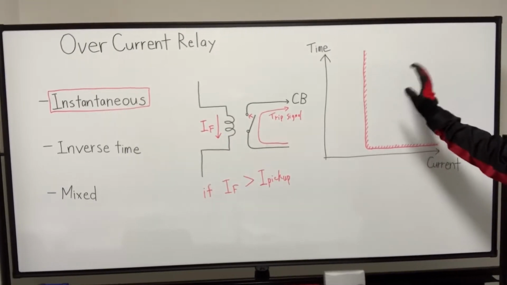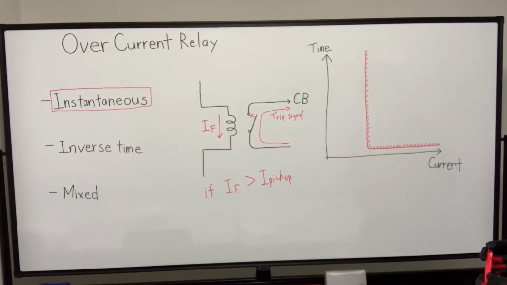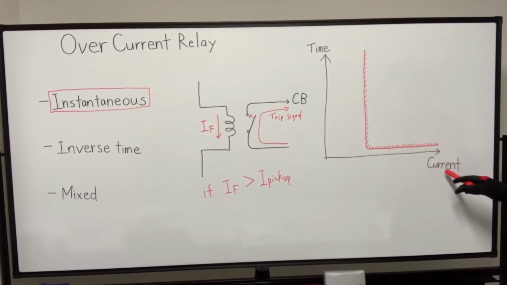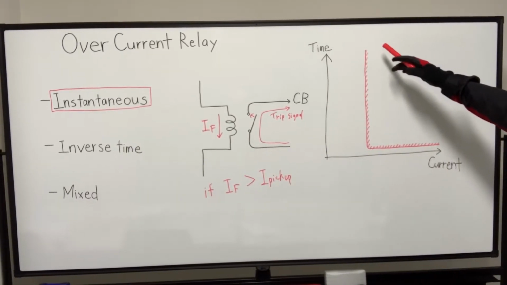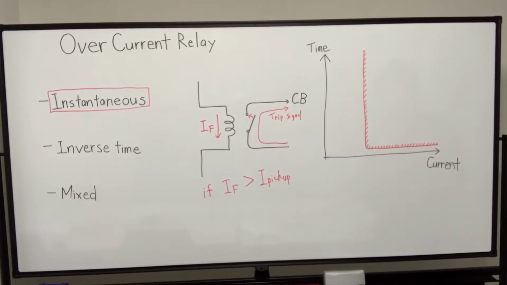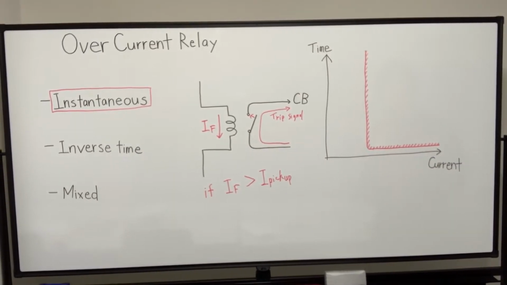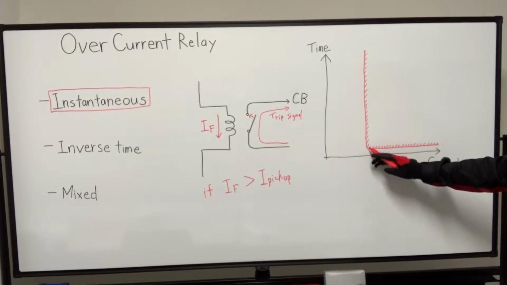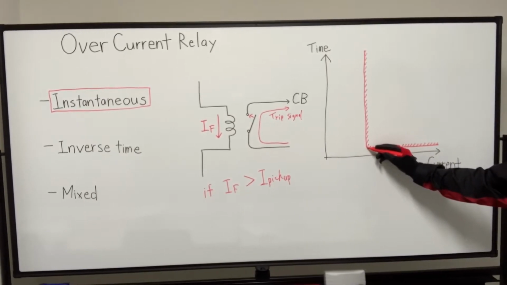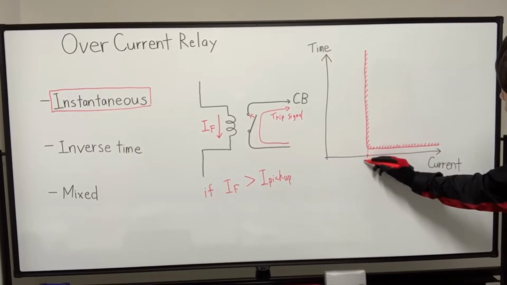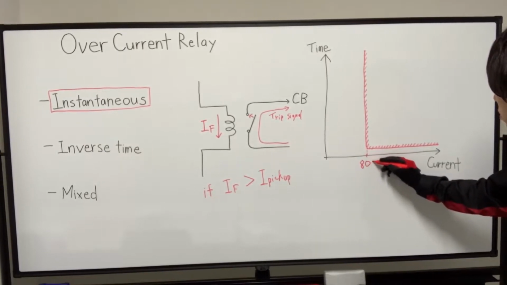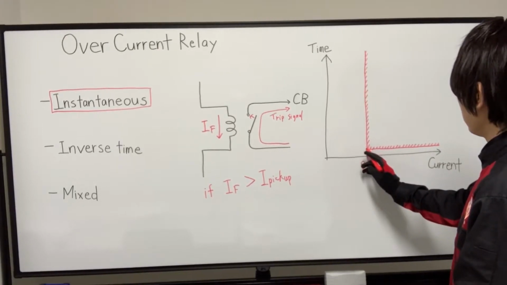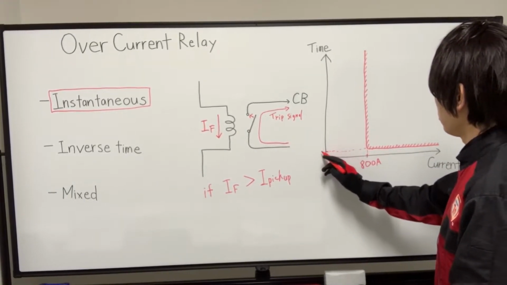And this is the time current characteristic of that statement. The vertical line represents time and the horizontal line represents current. And this curve represents the instantaneous type relay's operation. So if the pickup value here is, let's say, 800 ampere, and the operating time is 0.1 second.